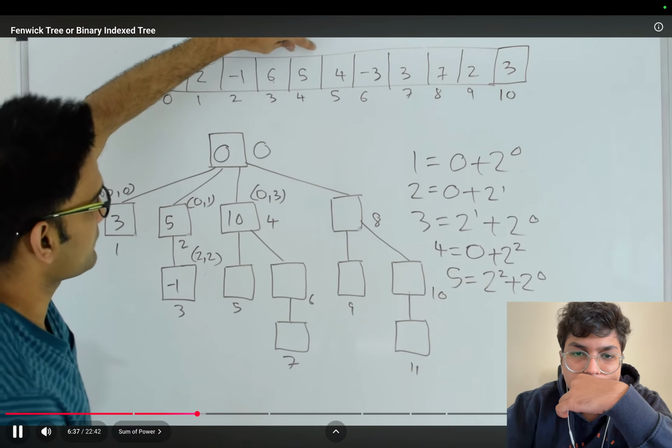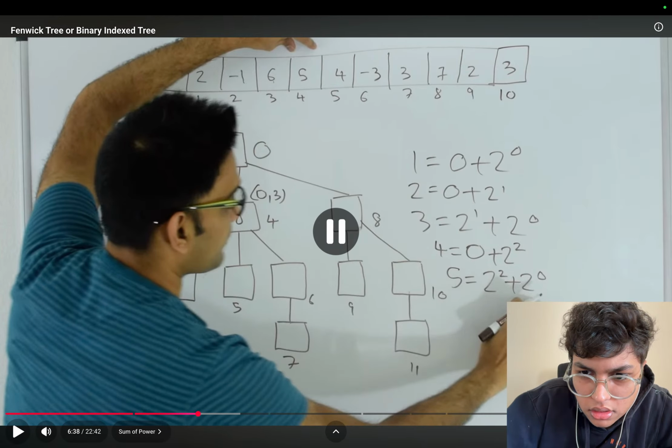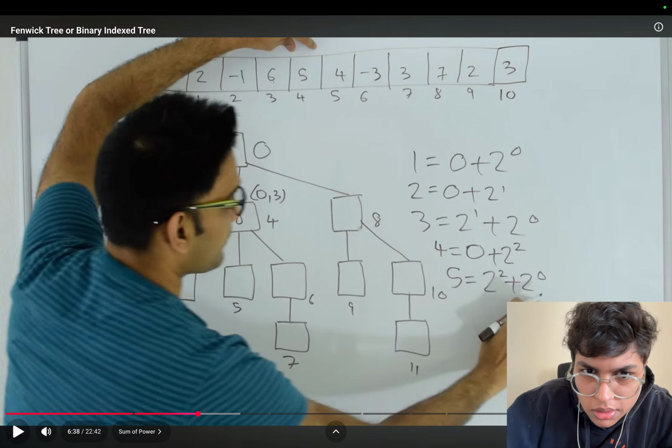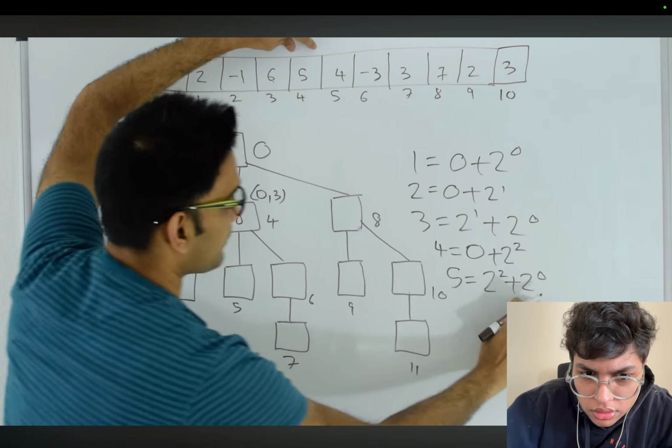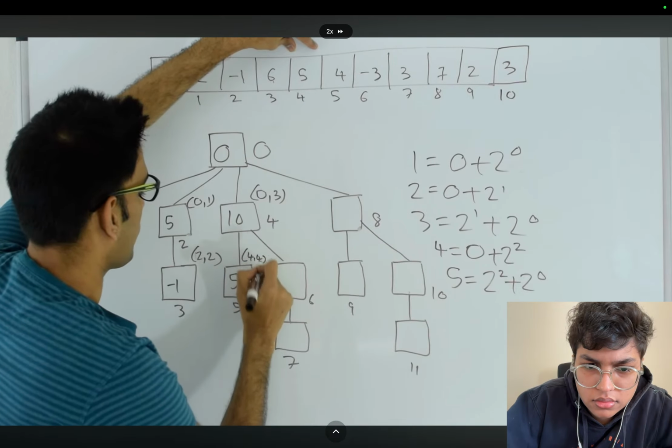Starting from 4, the sum of next one element will be stored at 5. So it will be 4, 4.